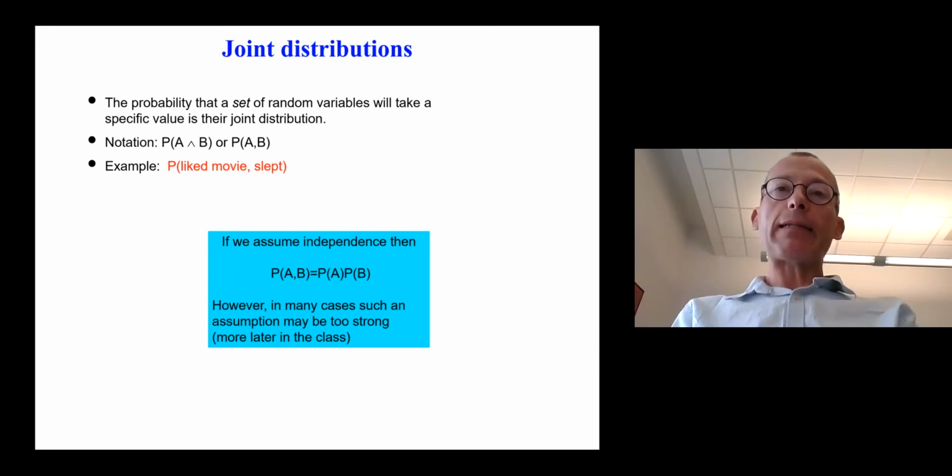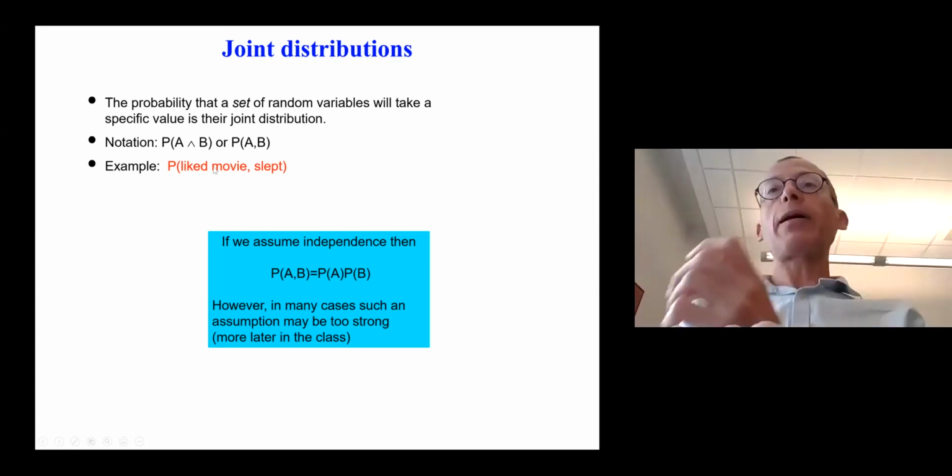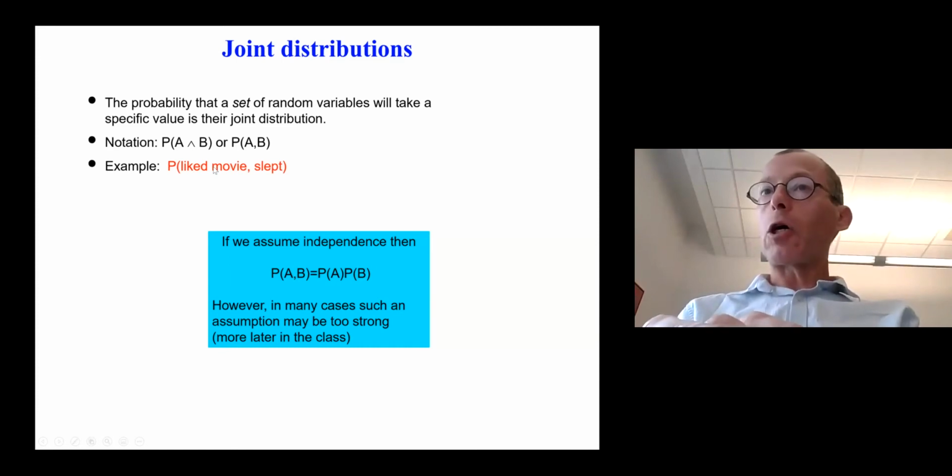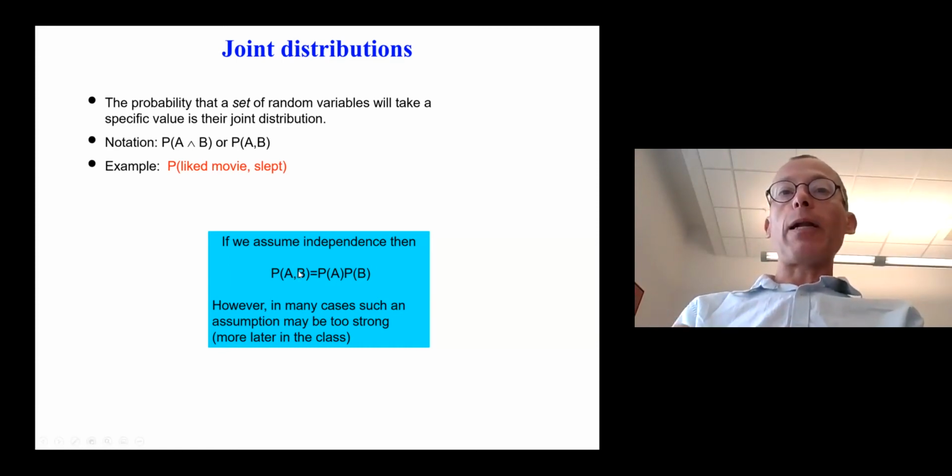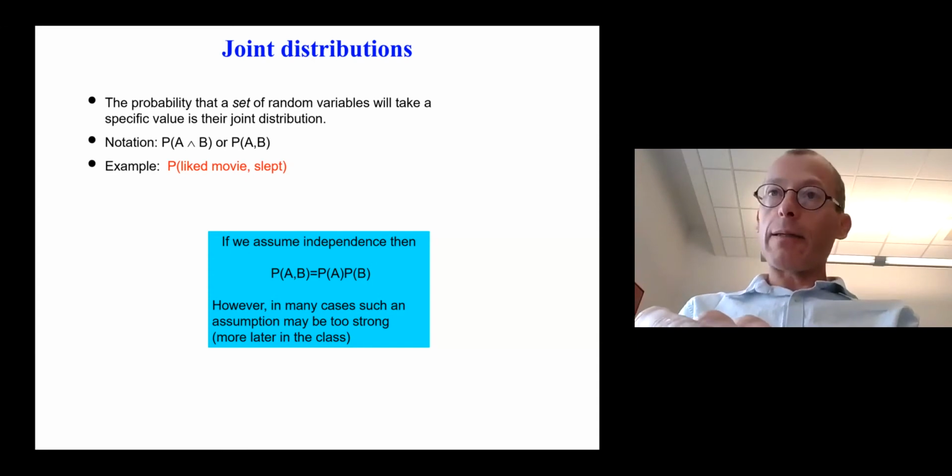Now, one thing that is very important to know, and of course a lot of you know it, is that if two variables are independent, then the joint is basically the product of what we call the marginal, the individual probabilities. So if A and B are independent, so for example, if I'm sleeping in the movie regardless of whether I like it or not, then the probability of A and B is the probability of A times the probability of B.